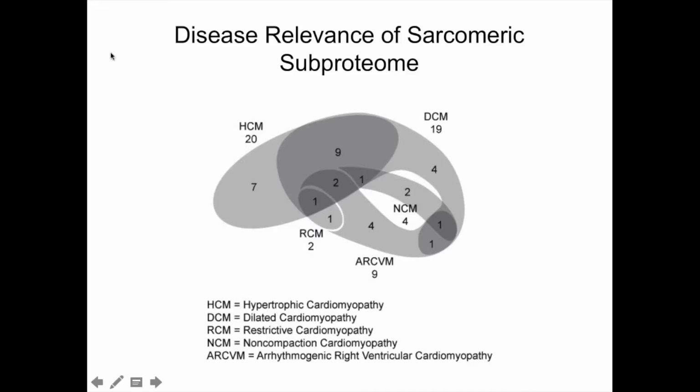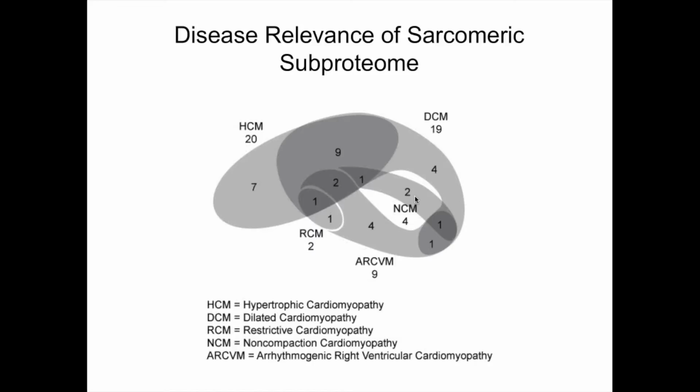So I'll start by saying that a great motivation for building high-quality knowledge pages on sarcomeric genes was the fact that mutations in sarcomeric genes are so strongly linked to cardiomyopathy. Shown here is a Venn diagram by Jessica Lee.